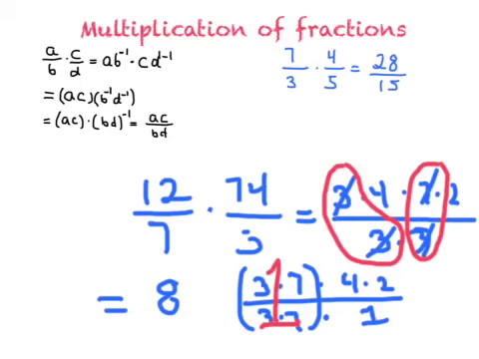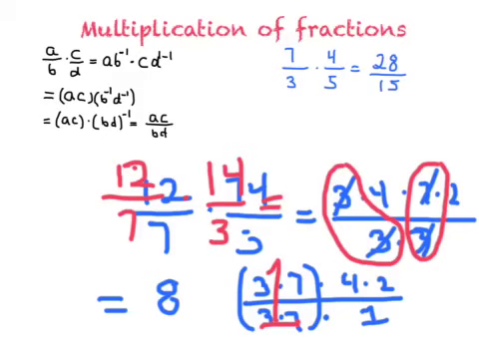Alright, in our next example, let's consider 12 divided by 7 times 14 divided by 3. Before we start, we can multiply everything out, but we might as well write things out in terms of their factors. So 12 we can write as 3 times 4, and 14 we can write as 7 times 2, and the denominator has 7 times 3. Let's write that as 3 times 1 times 7 times another 1.